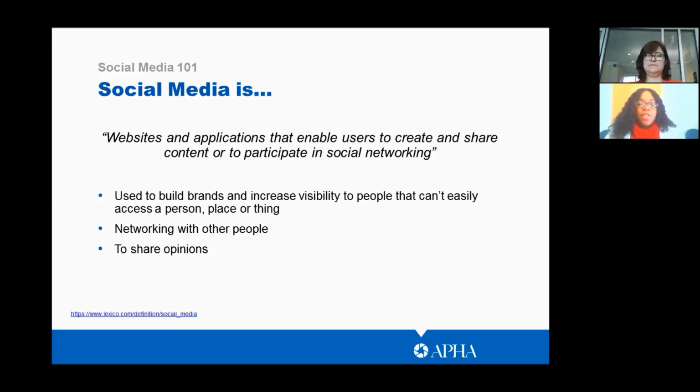There's a lot of reasons why somebody would create a social media account. That could be because they want to build their brand and be a little bit more visible to people that can't easily access their content. They might want to be able to share opinions and ideas, or they just might want to be able to network with other people that are either like-minded, work in the same field, or work in the field that they might want to work in.